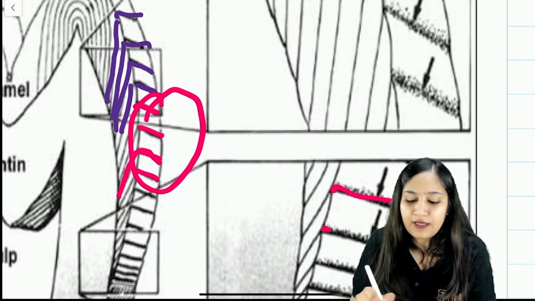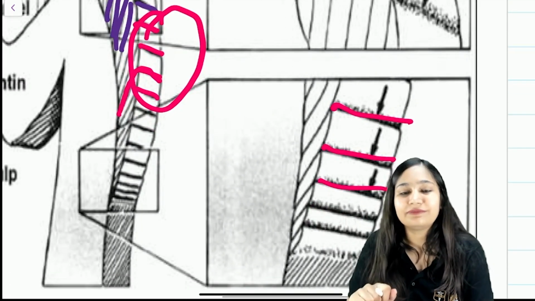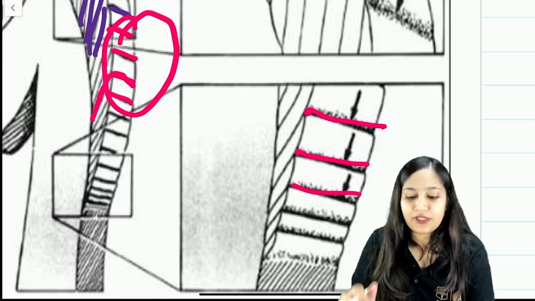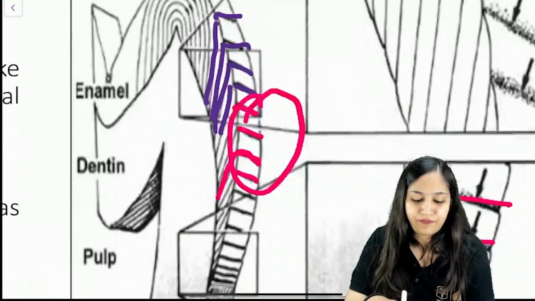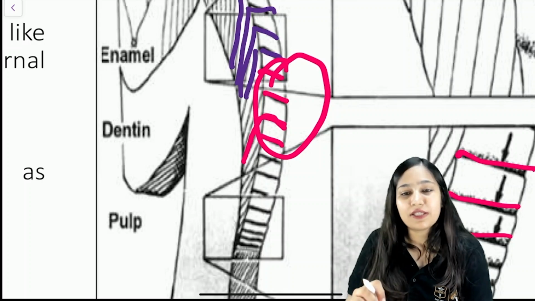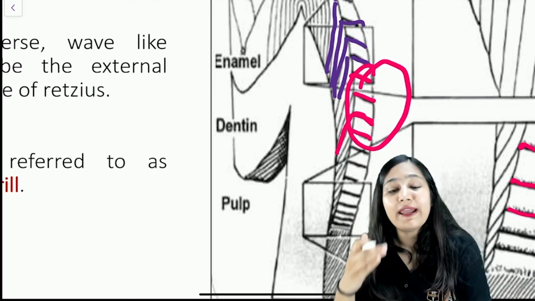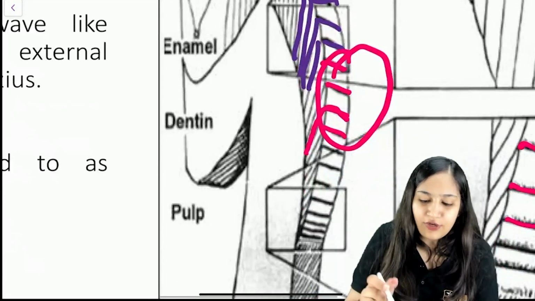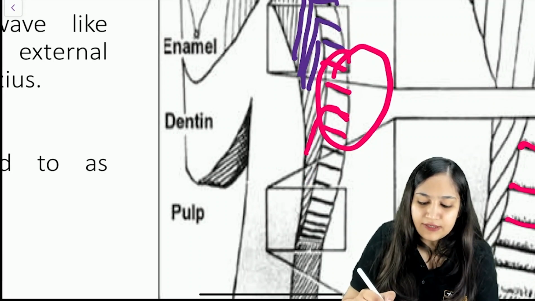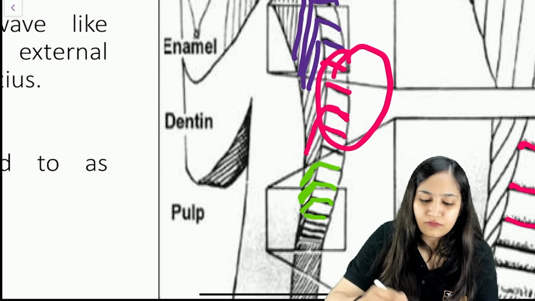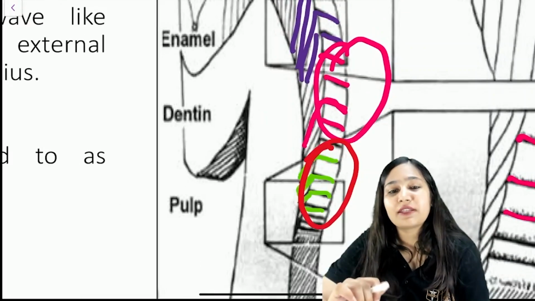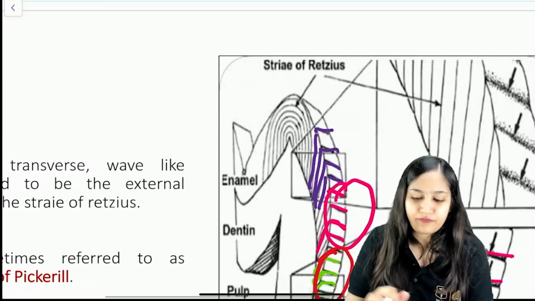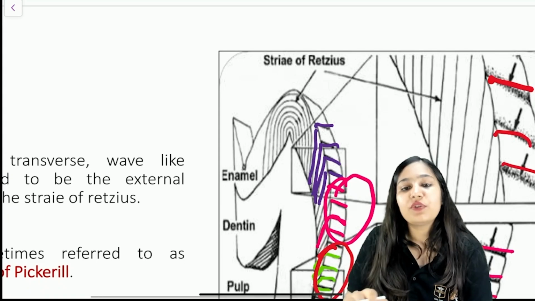Here we can see the perikymata are parallel to each other. We can easily appreciate they are parallel to each other. They're more near the cemento-enamel junction. So they're parallel to each other as well as to the cemento-enamel junction. So these are mainly our striae of Retzius here, and their ending we can easily appreciate as the external manifestation of striae of Retzius, parallel to each other as well as to the cemento-enamel junction.